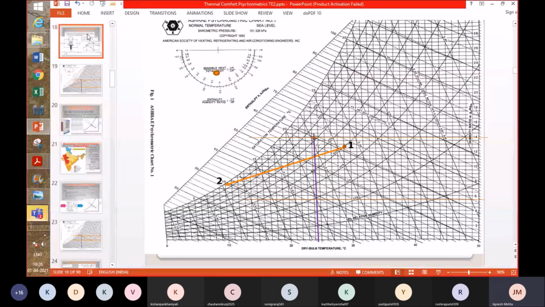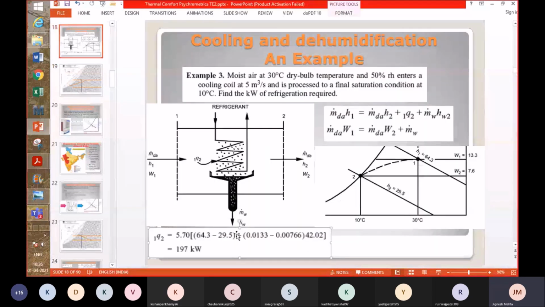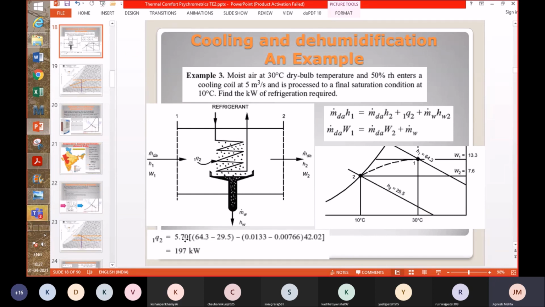Okay, so you got the conditions at 0.2, and the enthalpy is 29.5. Initially it was 64.3 at state 1. Now what is this 5.7? This 5.7 is nothing but the mass flow rate of air. Now how do you get this 5.7?